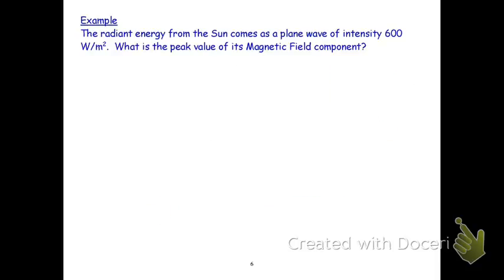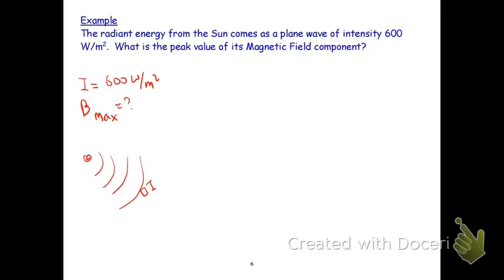So let's do this. Radiant energy from the sun comes as a plane wave, and the intensity is equal to 600 watts per meter square. What is the peak value of the magnetic field? So I want B max. Here's the sun, and here are the waves coming down. At this point here, I have my intensity, and I want to know what the peak value of the magnetic field is.